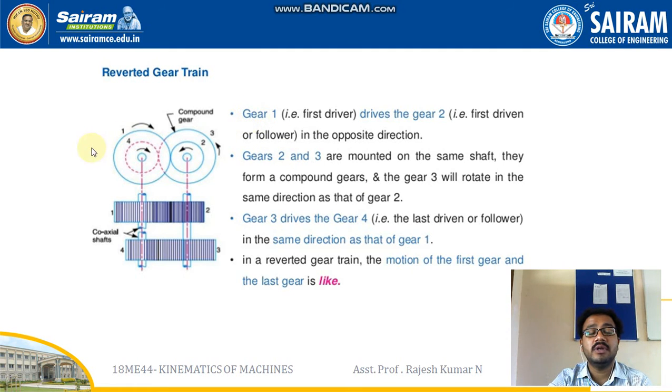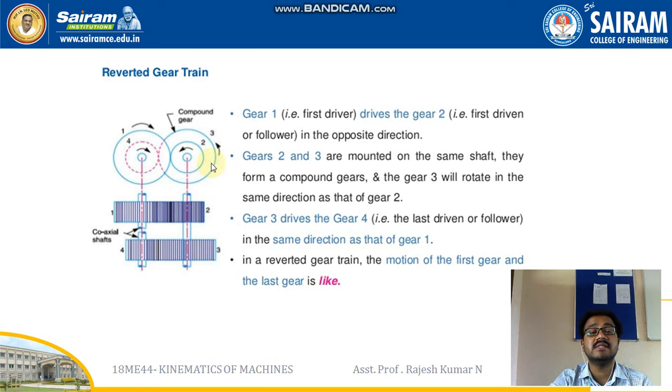Now, let me consider gear 1 as the first driver, which drives gear 2. You can see gear 1 is rotating in the clockwise direction, and it makes gear 2 rotate in the anti-clockwise direction, the opposite direction. Now, this is gear 2 and this is gear 3. These gears are mounted on the same shaft. They form compound gears, and gear 3 rotates in the same direction as gear 2. It is a known fact, since it is mounted on the same shaft.